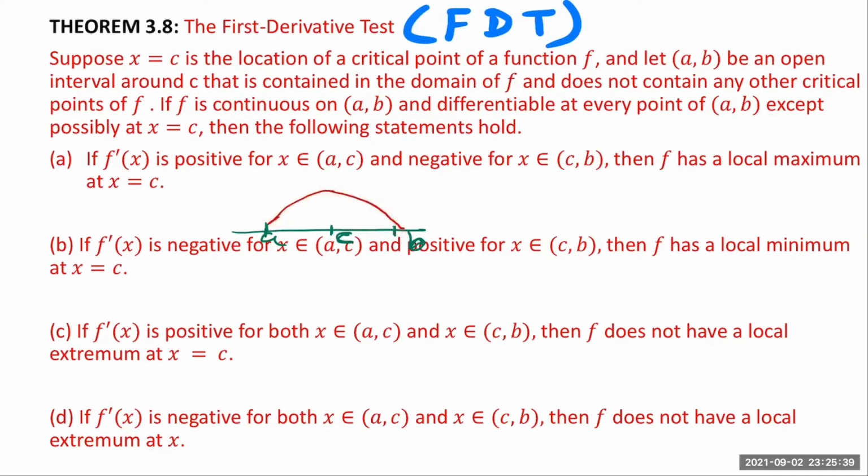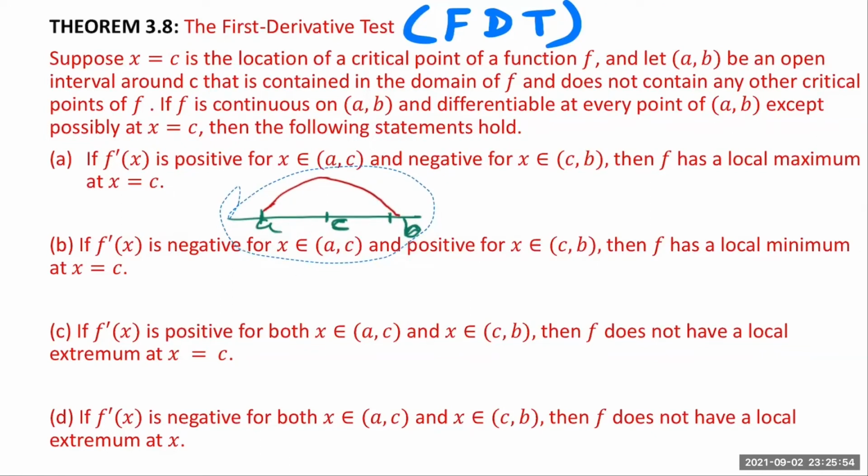All right, let's look at the second part. Now it says if f prime of x is negative for x between a and c and positive for x between c and b, then I will shift this a little bit upward like this. F prime of x is negative for x between a and c and positive for x between c and b, then f has a local minimum at x is equal to c. Again, we can clearly see this if you draw a picture.